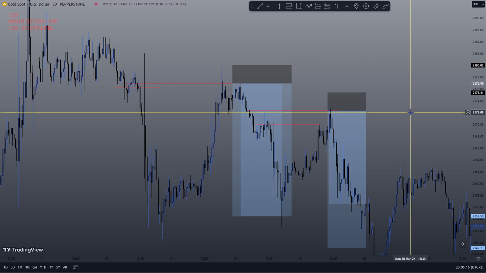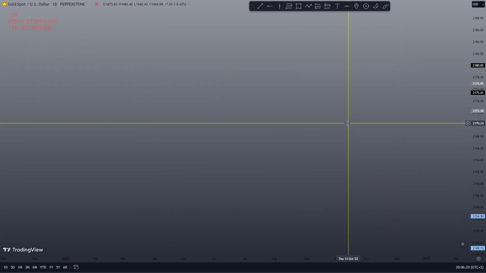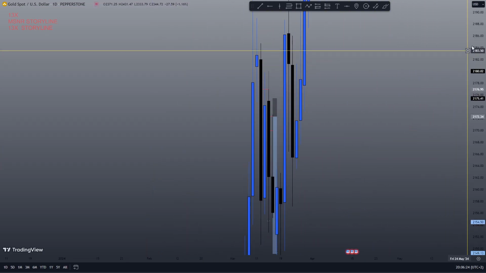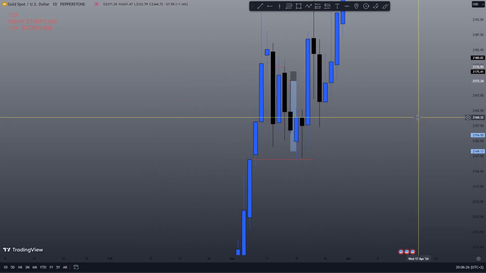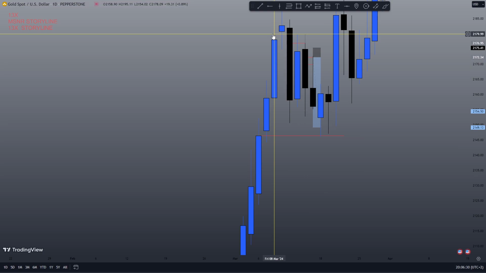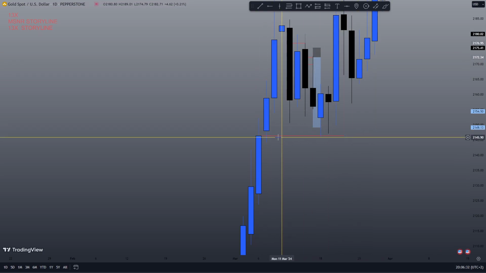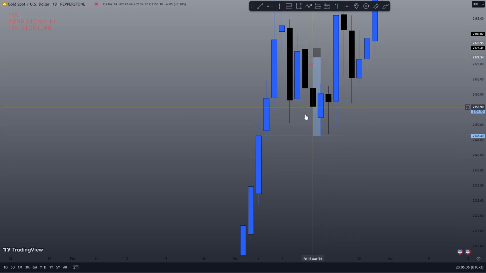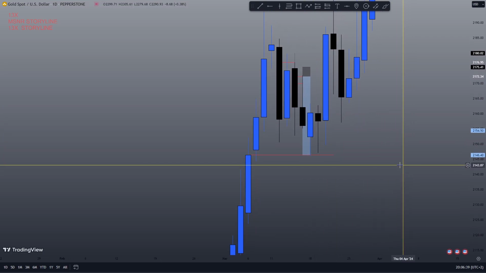Let's see where we are going to TP. Let's see our fresh daily levels. The closest one is this one. So we are going to TP here, at the fresh level on daily.